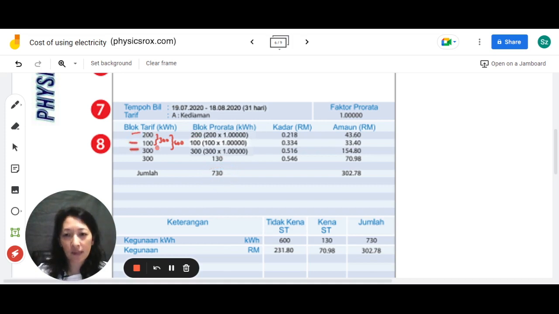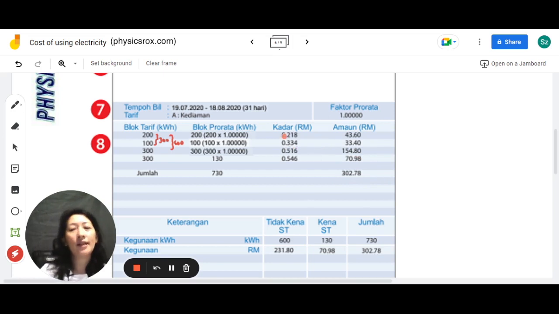So again, to calculate the cost of using electricity from the total, you need to break it up into these blocks. So the first 200, then the next 100, and the next 300, and then you see, is there any more balance? Whatever the balance is in the final block, just multiply by that rate, and then you get this number, and that's how you get the total.